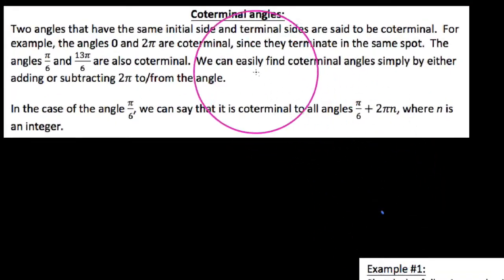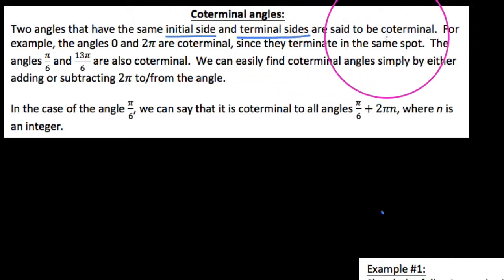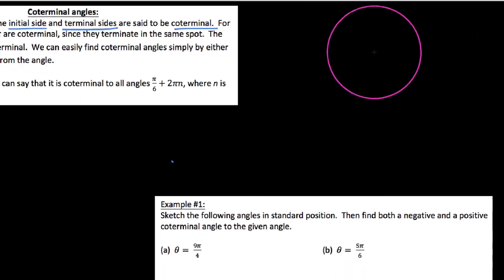We're going to be discussing coterminal angles, at least defining them, and also discussing how to find them using radian measurement. Okay, so first of all, what are coterminal angles? Well, any two angles that have the same initial side and the same terminal side we say are coterminal. And recall that terminal is the side of an angle where it ends.